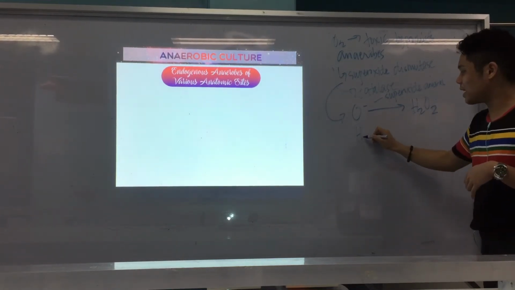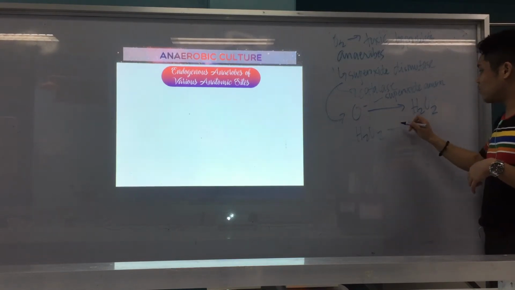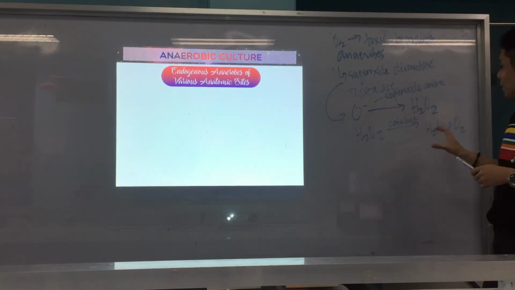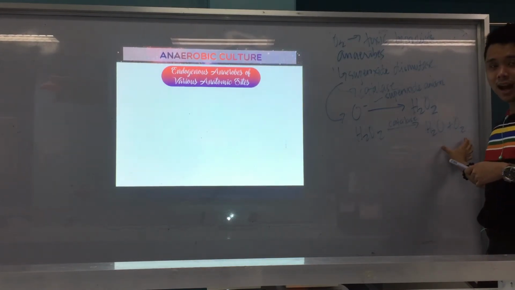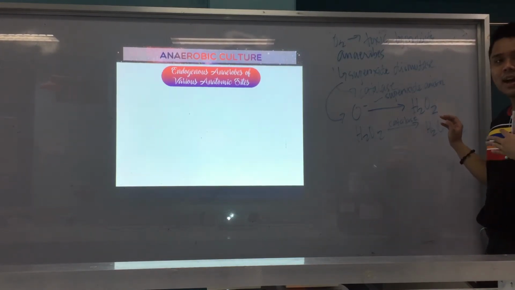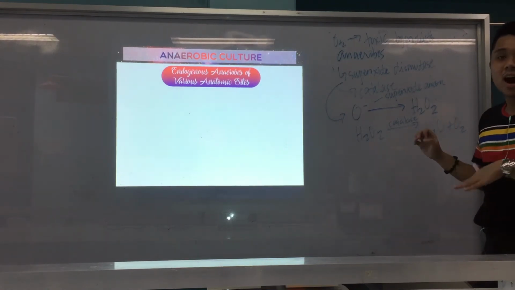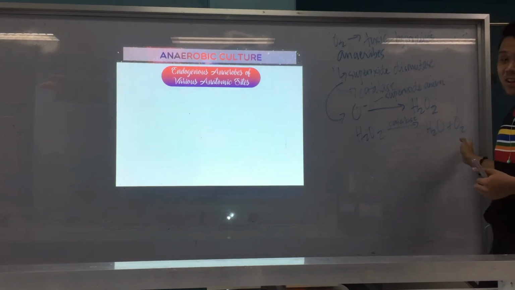So hydrogen peroxide, in the presence of catalase, recall the catalase test, will now be broken down into water and oxygen. Water and oxygen, right? I forgot. But these final byproducts are much safer. They are not lethal. They are not causing harm to the bacteria, because it is just water and oxygen.